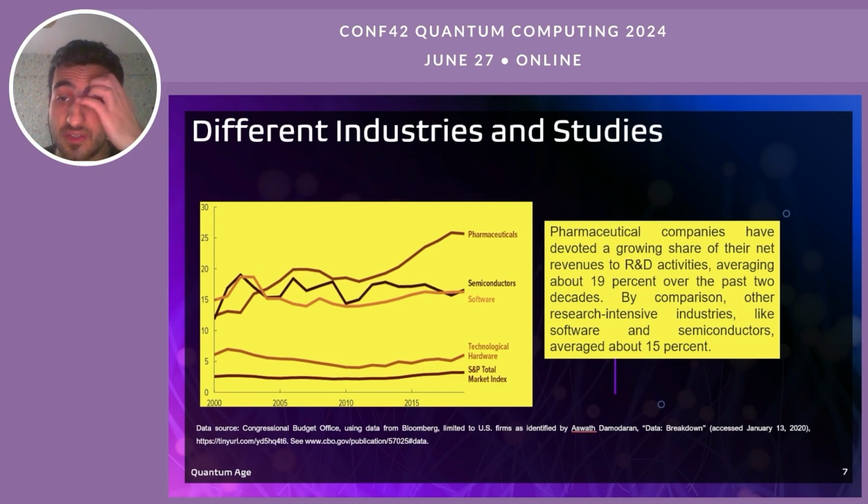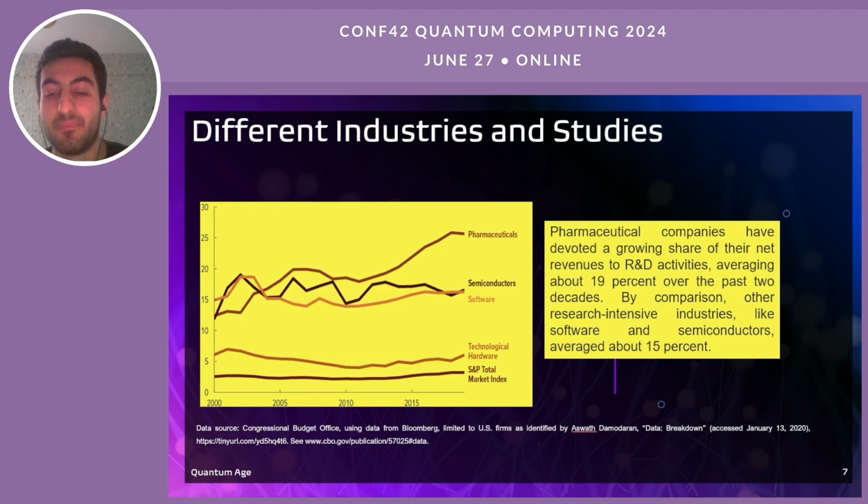The pharmaceutical companies have devoted a growing share of their net revenues to R&D activities, averaging about 19% over the past 2 decades. By comparison, other research-intensive industries like software and semiconductors average about 15%. This is very important. Pharmaceutical companies can apply material science, and it is the main factor why they apply quantum computing technology and the power of computing in the pharmaceutical industry, and why we design new semiconductors.